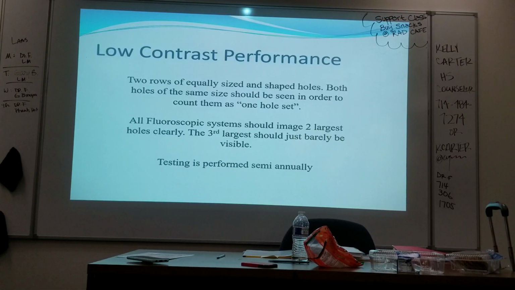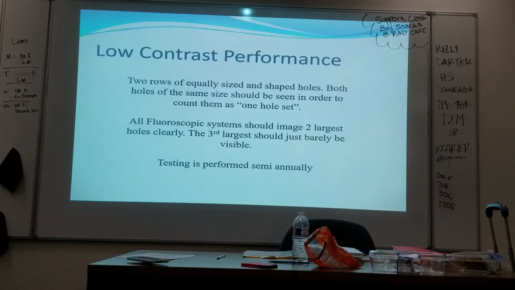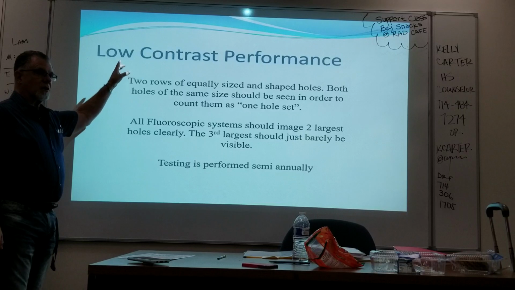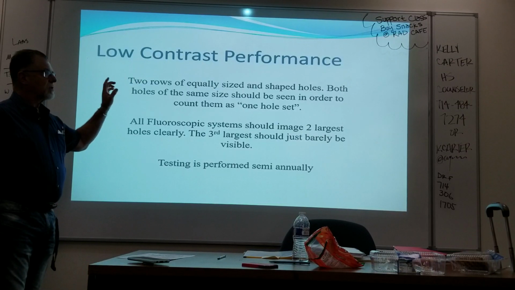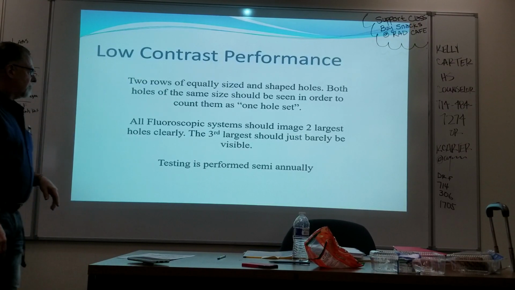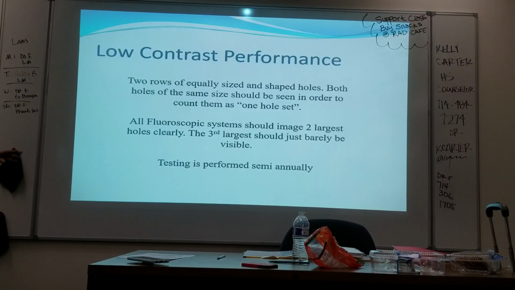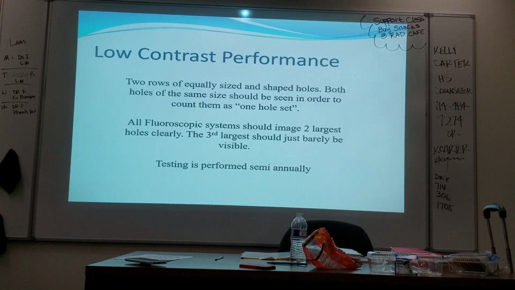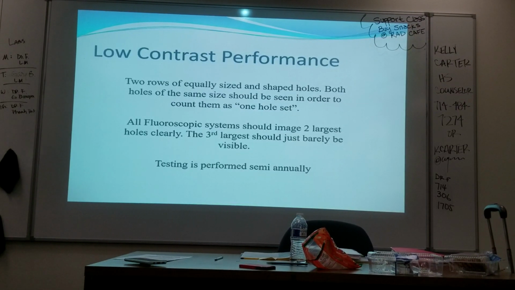So for low contrast performance, for what we're doing here, it's a phantom of 2 rows of equally sized and shaped holes. Both holes of the same size should be seen in order to count them as one hole set. For the phantom here, the top set goes large to small, and then below that it goes small to large. All fluoroscopic systems should image, for this one, the 2 largest holes clearly. The 3rd largest should just be barely visible.